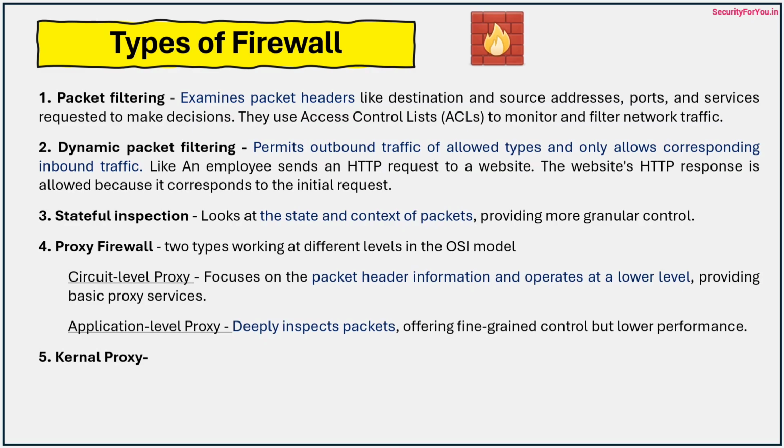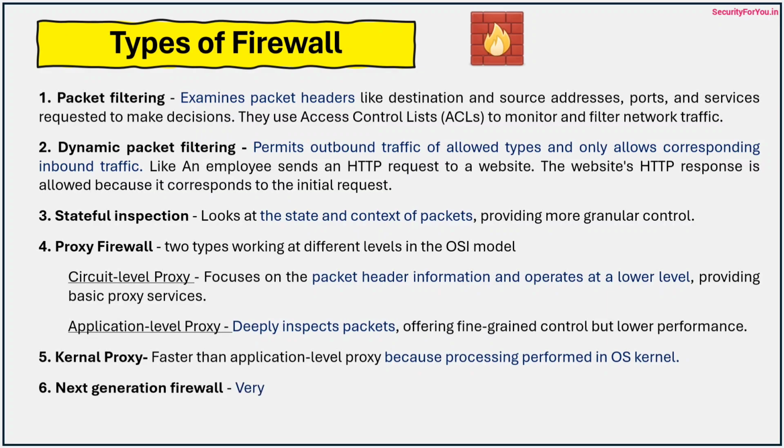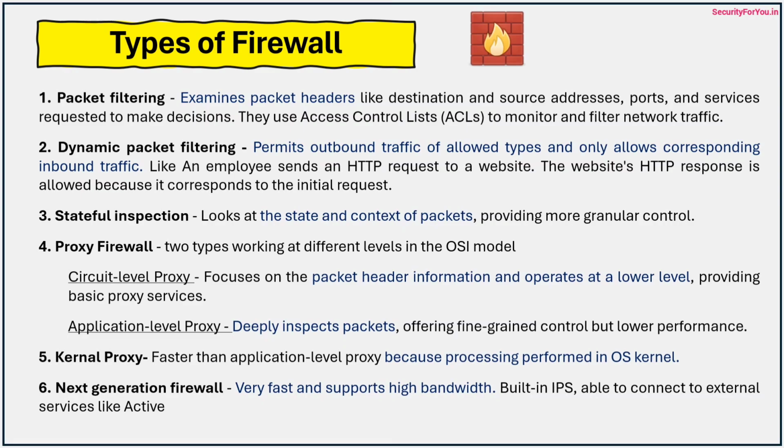Kernel proxy is faster than application level proxy because processing is performed in the operating system kernel. And next generation firewall. These are very fast and support high bandwidth. These have a built-in intrusion prevention system and are able to connect to external services like Active Directory.